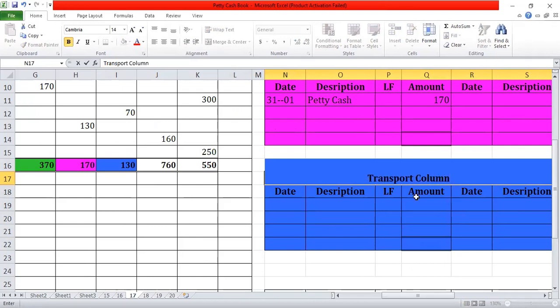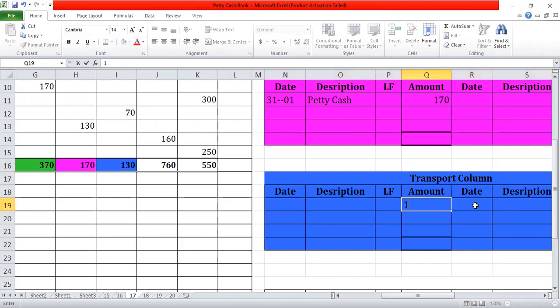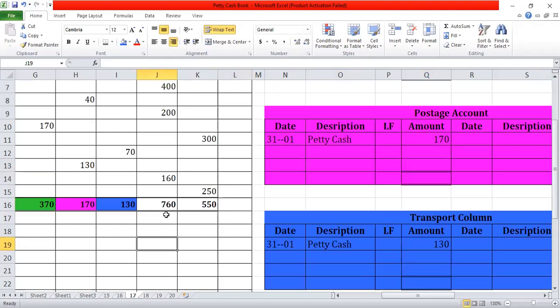Transport column. Amount is 130. 31st of January. Petty cash 130.